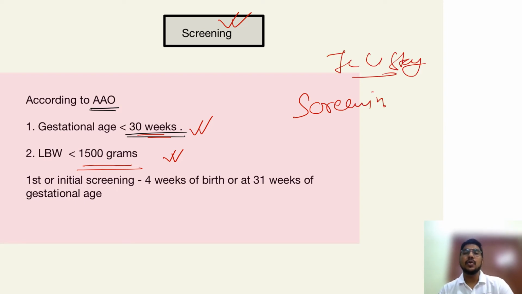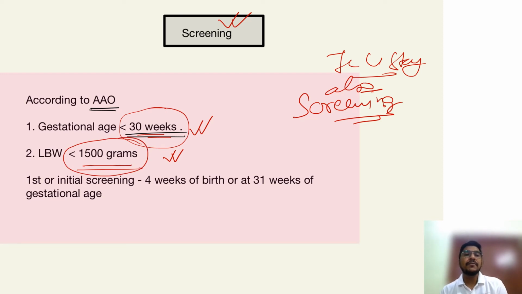ICU stay also. So this is very important. It's not hard and fast. However, for the sake of convenience, you should remember this. Now, what I have written: when is the first initial screening to be done? 4 weeks after birth or at 31 weeks of gestation.